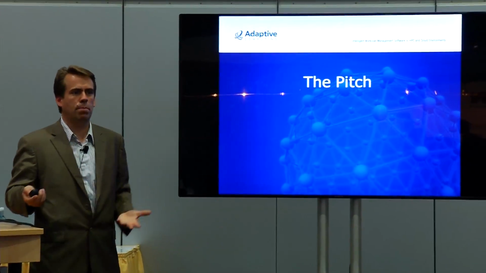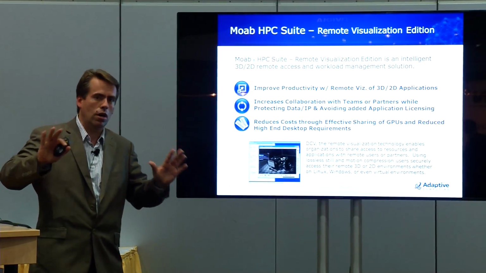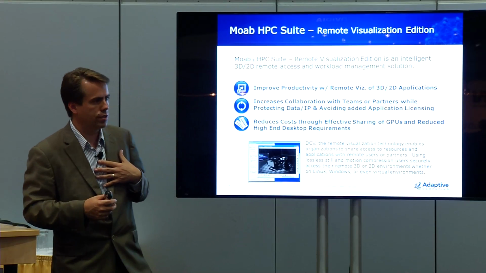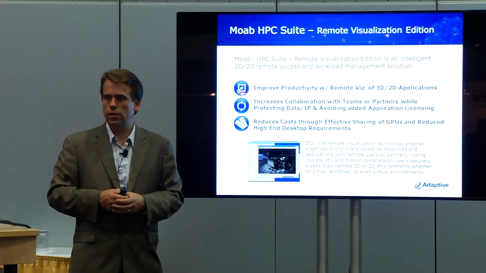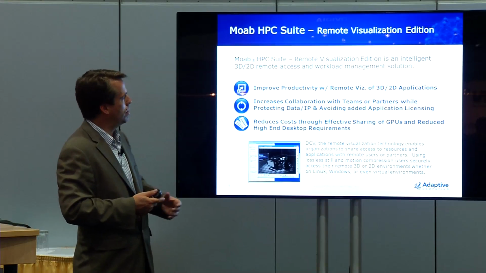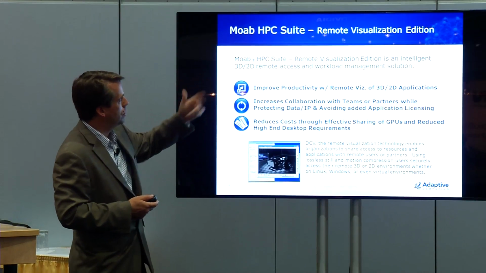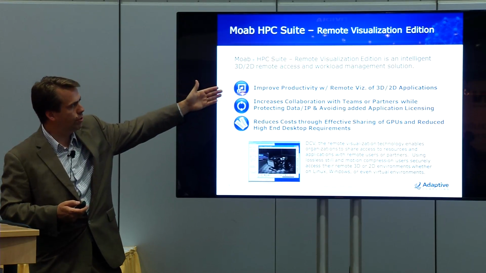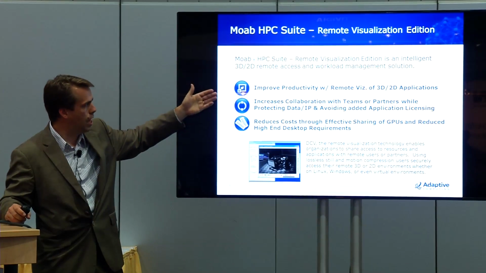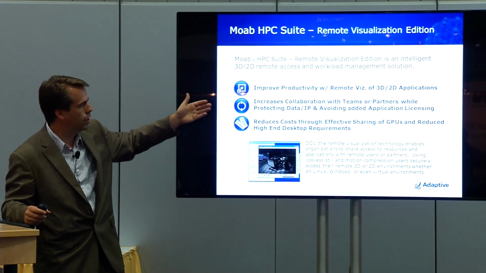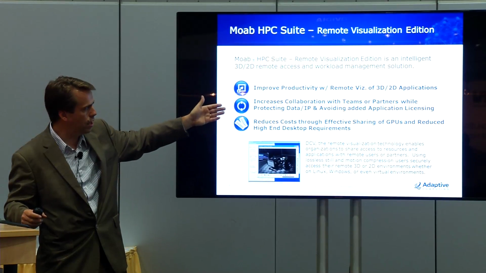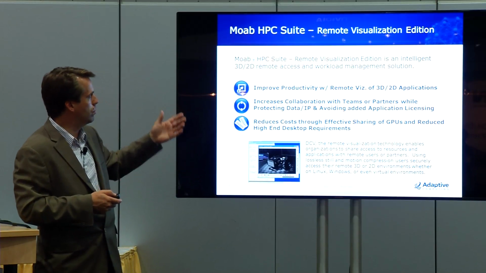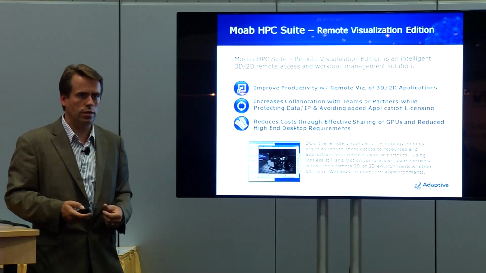So what might be pitched to them? First of all, we're not a hardware vendor, so this is just saying the total scenario that might be done between us as a software vendor in conjunction with some system integrator or hardware vendor that might be able to go out there. So one, we would come in and pitch the Moab HPC Remote Visualization Edition that focuses on improving the productivity when they have 2D and 3D apps, increasing the collaboration, and protecting the data. We also reduce the cost through being able to share more resources with this overall solution. But that's going to be what we're going to suggest to them.